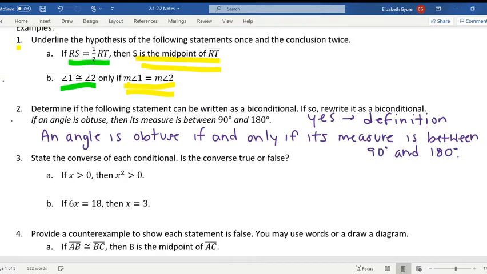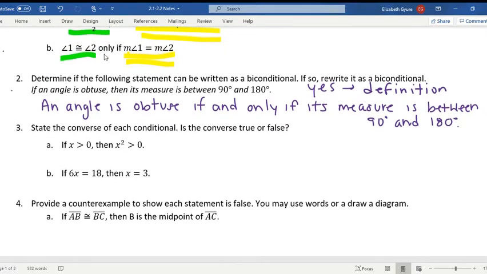Okay. Next part says state the converse of each conditional. Is the converse true or false? So we're given some conditional statements written in if-then form. It wants us to flip them around and make them the converse. So remember, our converse is in the form if Q, then P. So if we look at our original statement for part A, if x is greater than 0, then x squared is greater than 0. That's true.